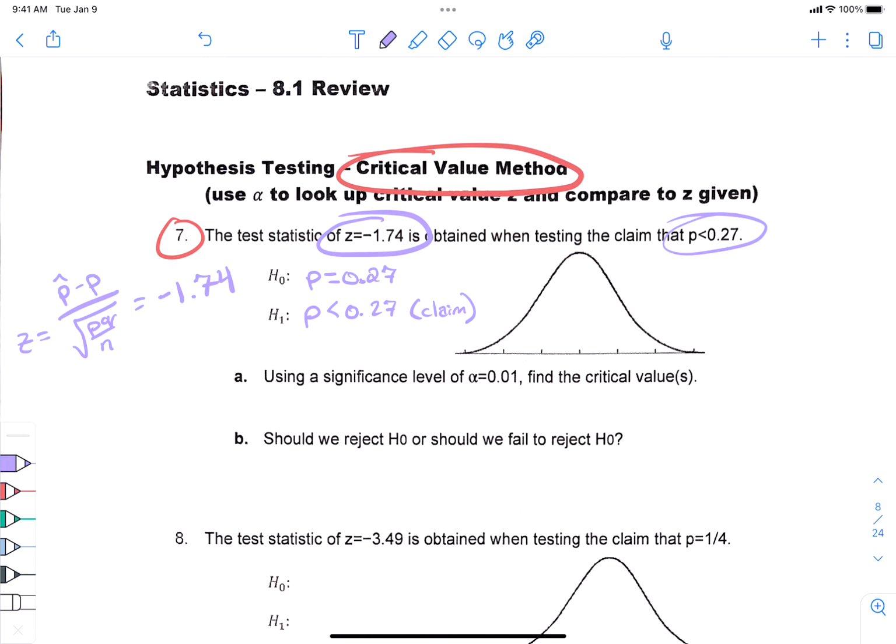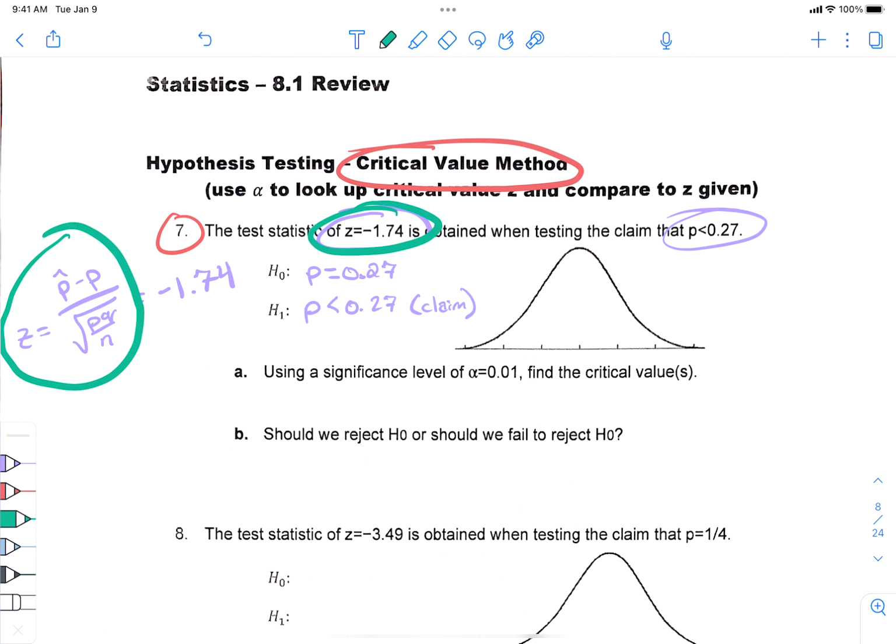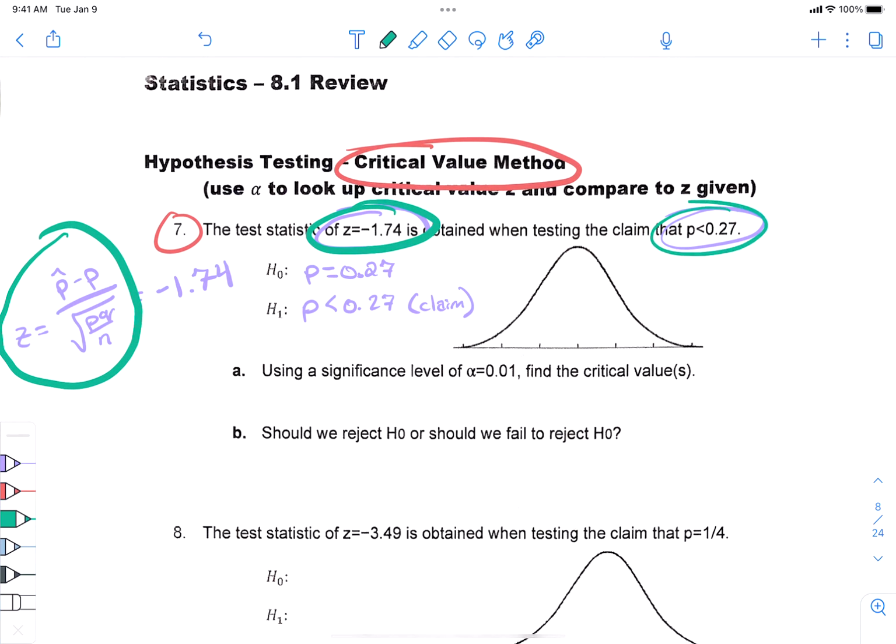So here we go. They have given us the Z, negative 1.74, which means that they've already calculated this for us. They're not asking us to do that. They're just giving us one thing, negative 1.74, okay? And what we're trying to do is compare that to having our percentage be less than 0.27. Now, here's what you don't want to do, okay?